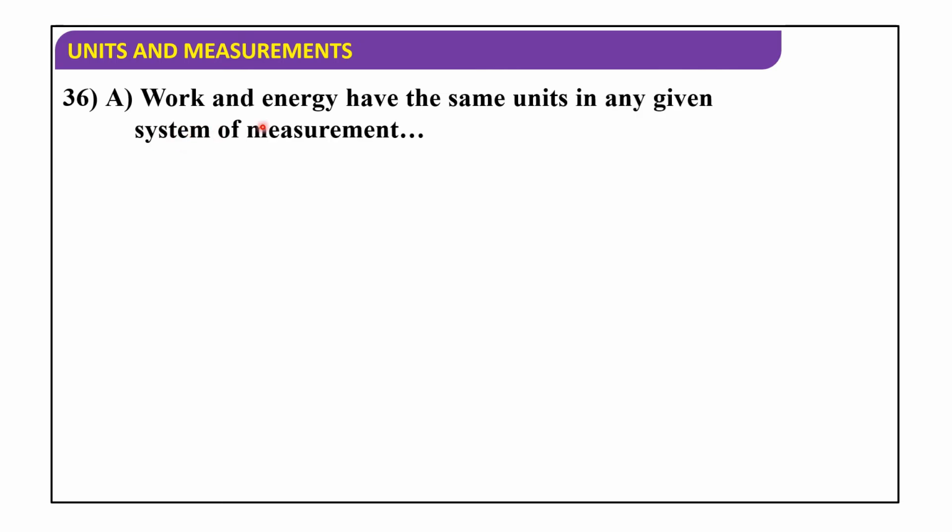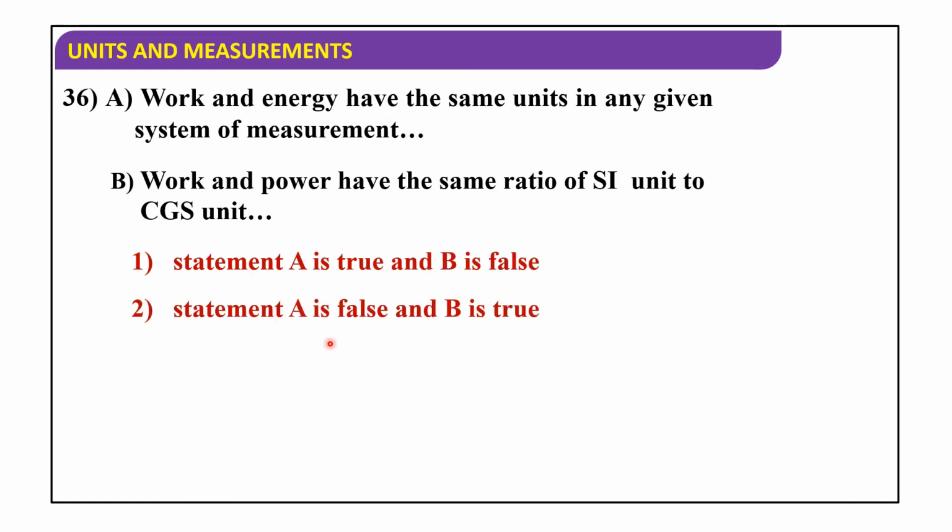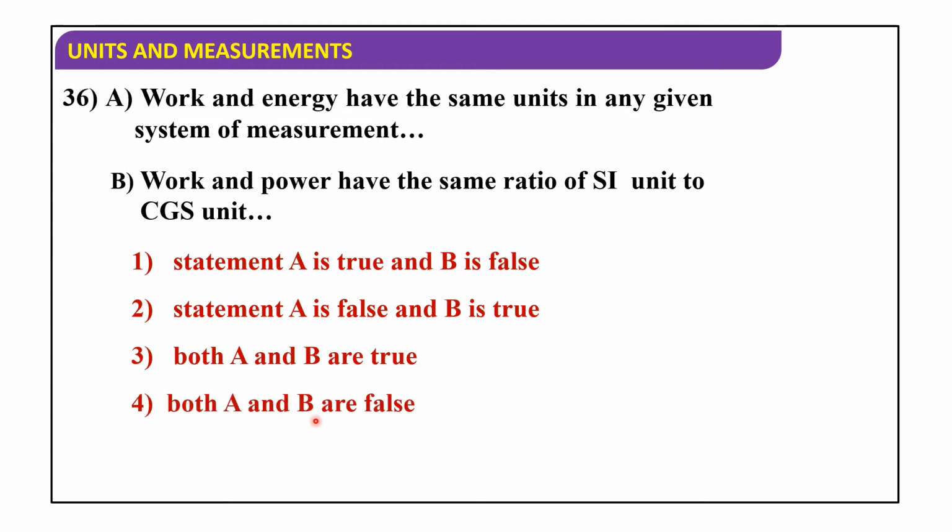Statement A: work and energy have the same units in any given system of measurements. Statement B: work and power have the same ratio of SI unit to CGS unit. Statement A is true and B is false. Statement A is false and B is true. Both A and B are true. Both A and B are false.